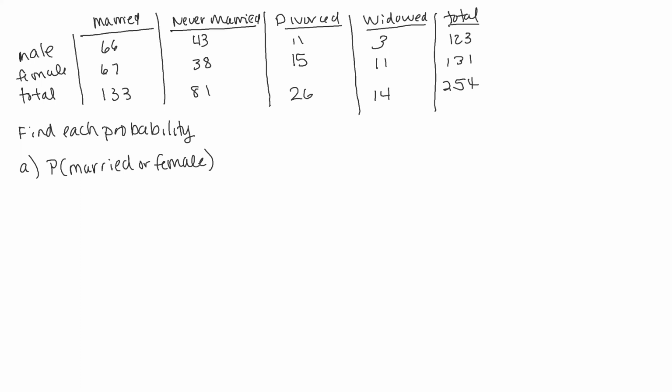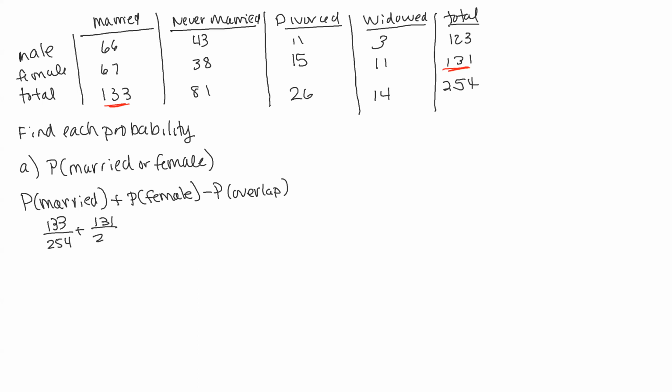So you have to ask yourself, is there a chance that a woman could be married and female? Well, of course. So what we want to do is take the probability that somebody is married, add it to the probability that somebody is female, and then subtract the probability of any overlap. So that would be the women that are married. The probability that somebody is married, that's 133 million out of the grand total of 254. The probability that somebody is female is 131 million out of 254.